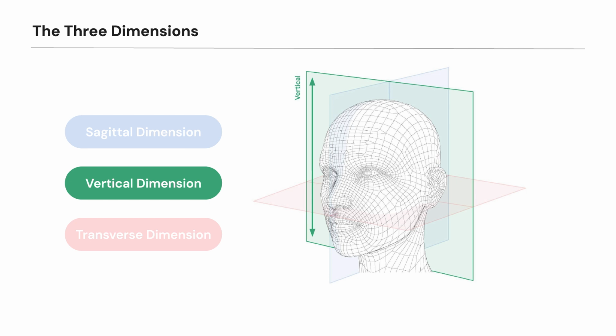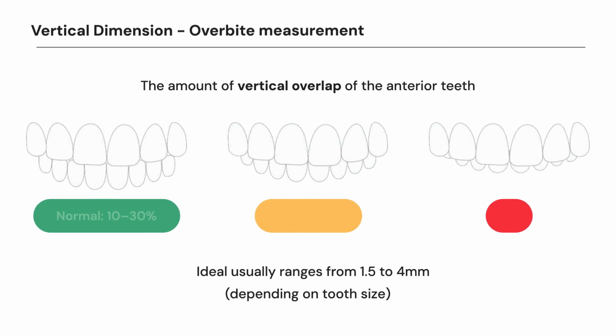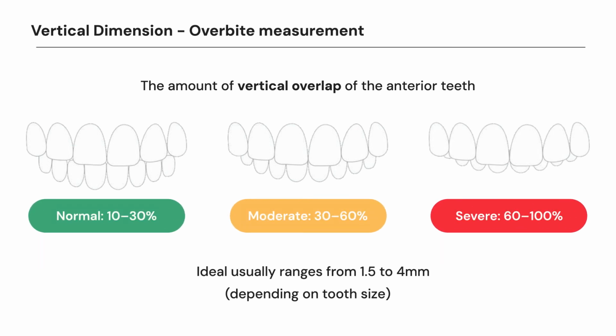Vertical dimension, up, down. Remember, that's going to be looking at teeth in an up, down, or axial orientation. So when we talk about that, first thing we're going to talk about is overbite. That's the amount that the top teeth cover the bottom teeth.